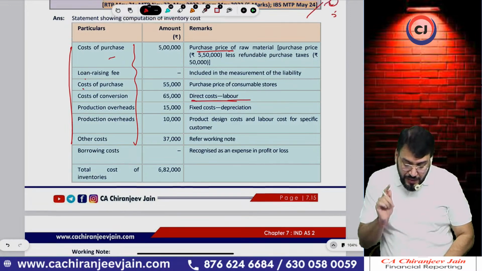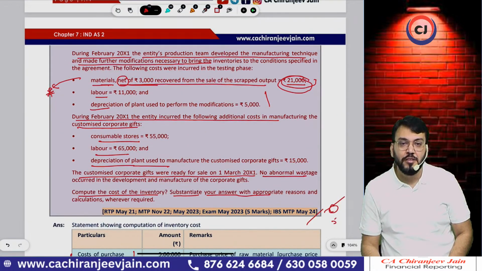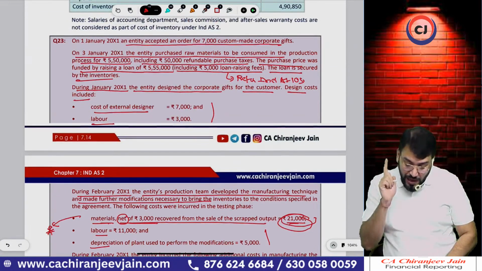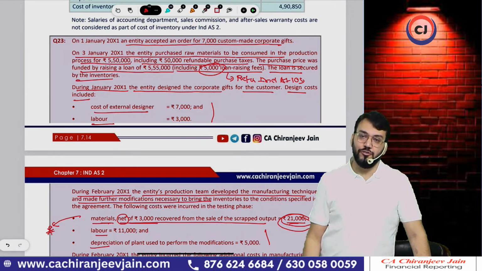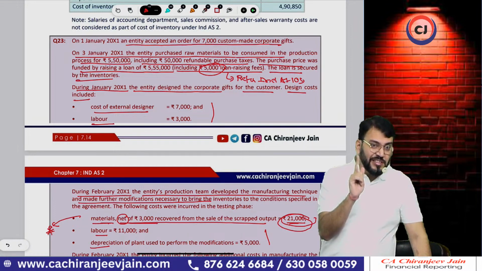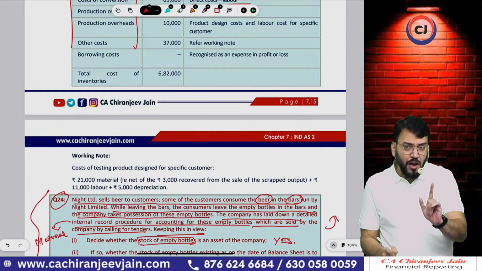But suppose you have done one mistake. Suppose you have deducted minus 3,000. Or one mistake which I know most of the students have done: about this 5,000 loan raising fee, they will add that also. It is quite possible. They can add loan raising fee also. If you have done that mistake, in this type of question, how will they check?